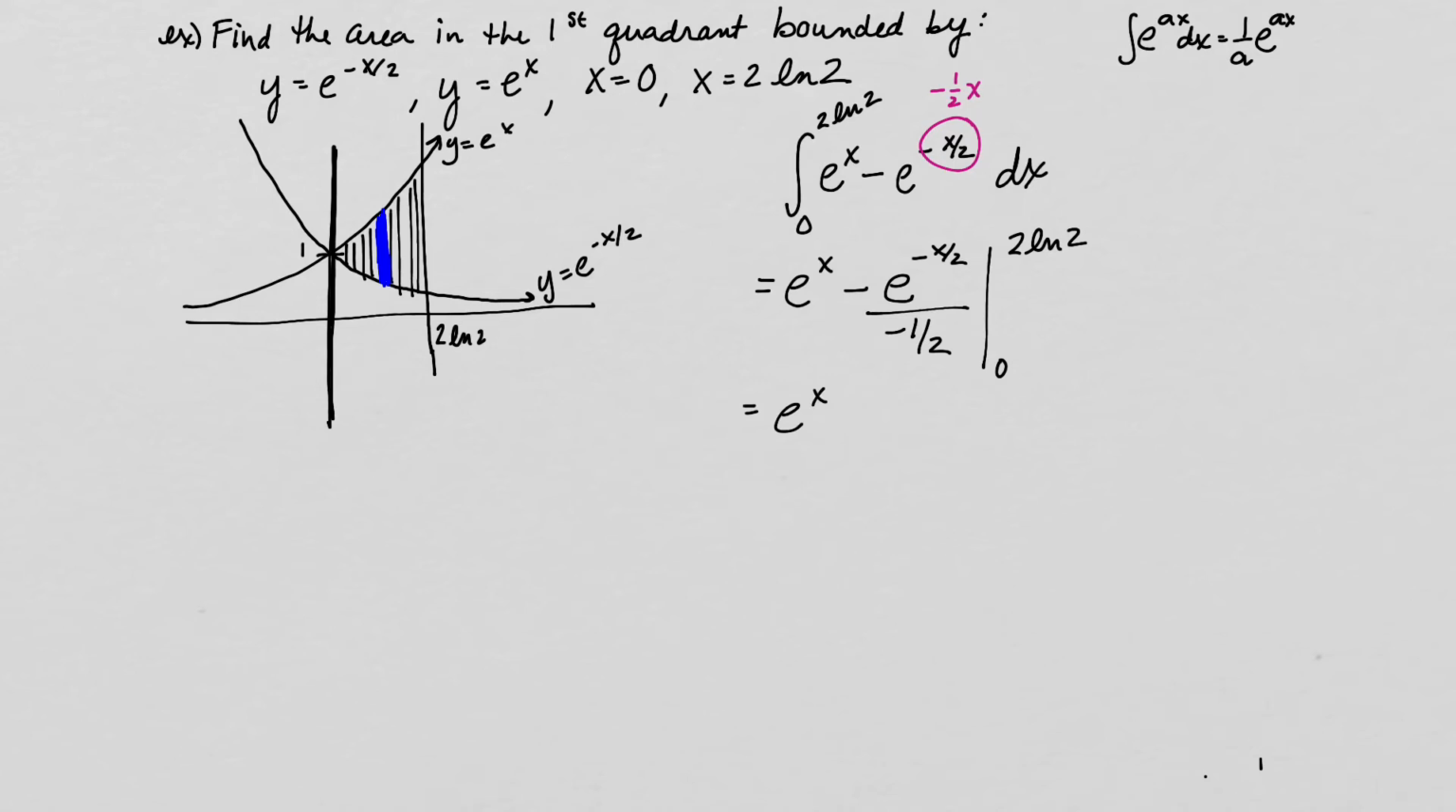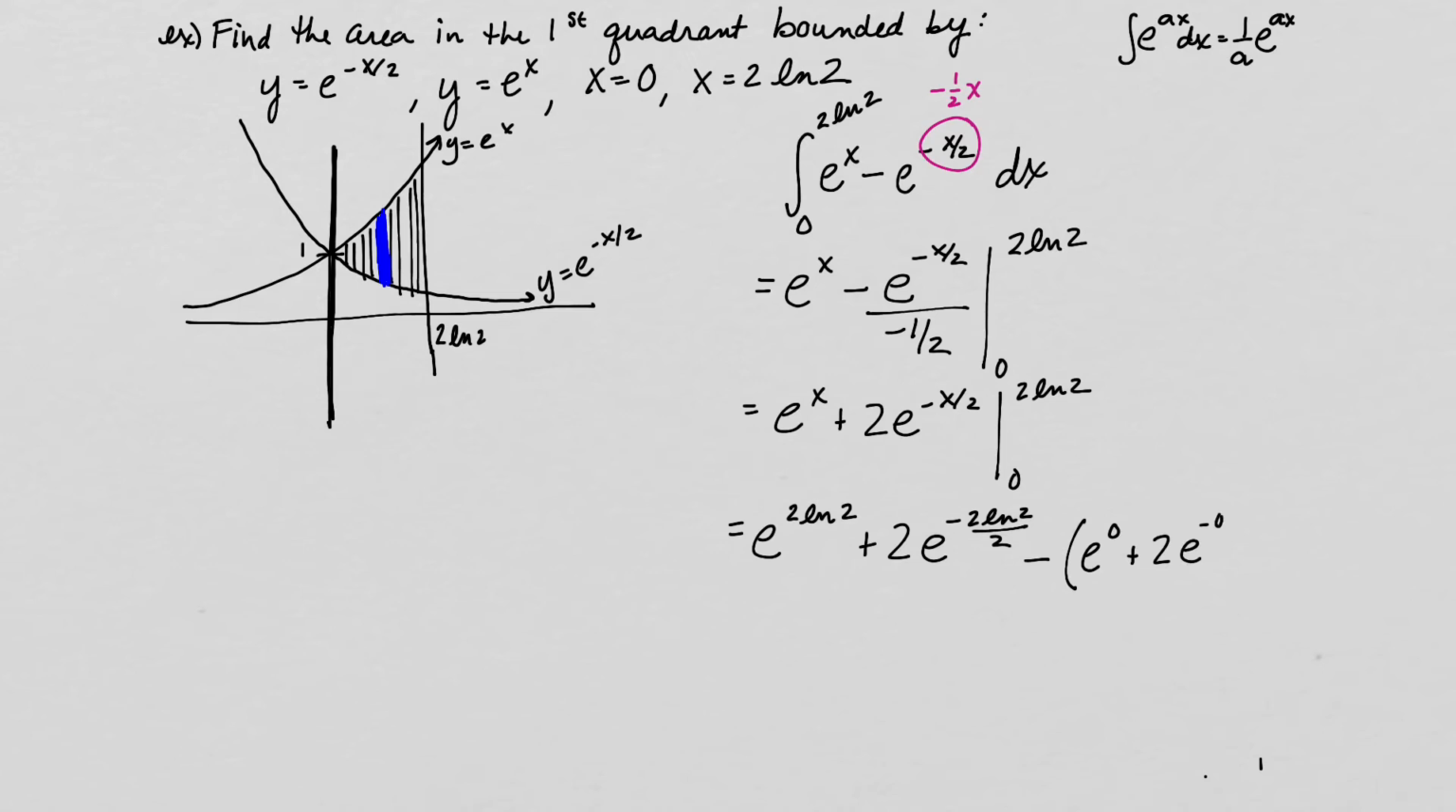So really we have e to the x plus 2 e to the minus x over 2, evaluated from 0 to 2 ln 2. And so now we just have to plug in the top limit. So we're going to have e to the 2 ln 2 plus 2e to the minus 2 ln 2 all over 2, minus e to the 0 plus 2e to the minus 0 over 2.